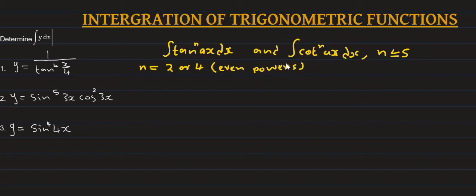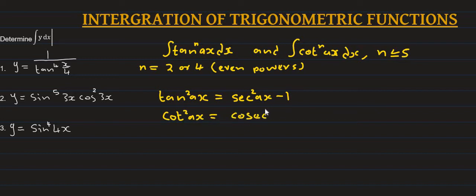Then resume the identity of the tan squared ax, and we're going to use sine. It's sec squared ax minus 1. Or we use the identity for cot: cot squared ax.